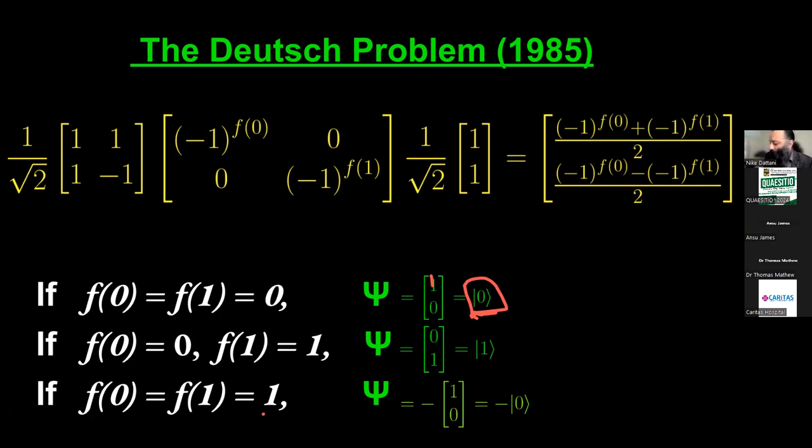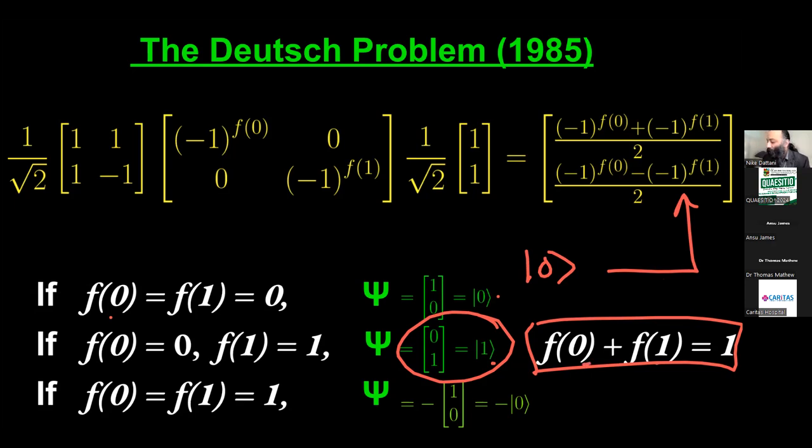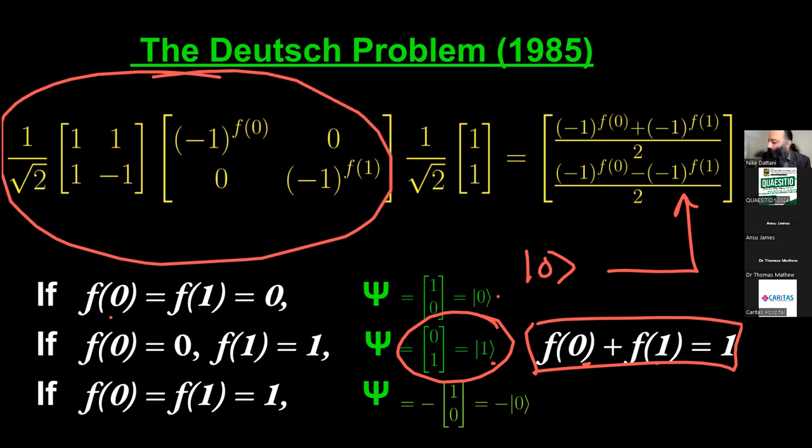Likewise, if f of 0 and f of 1 are both 1s, we will have the same thing. This negative sign just means that when you do a measurement, you have 100% probability of finding the state in the zero state. But if f of 0 and f of 1 are different, we will find the qubit in the 1 state. So when we do the measurement, if f of 0 plus f of 1 equals 1, there is a 100% probability that the wave function in the end will be in this state, 1. If f of 0 and f of 1 are different, there's a 100% probability that we'll have the qubit in the 0 state. So if we measure a 1, basically if the photon is in this path, that means that f of 0 plus f of 1 equals 1. We only had to evaluate this function one time.